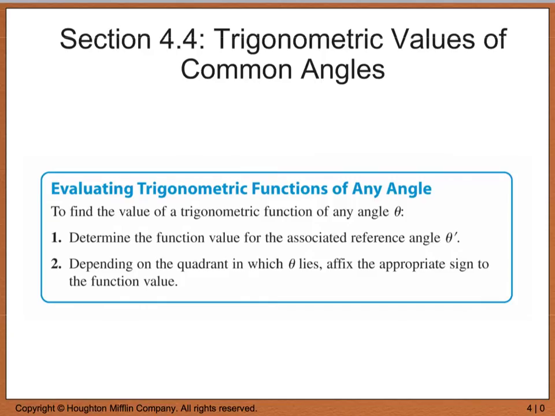Now, this is a table that's in a box in your book, and it's just a general suggestion. It says to find the value of a trig function of any angle theta, we want to determine the function value for the associated reference angle theta prime. Then, depending on which quadrant theta lies in, we're going to assign the appropriate sign to the function. And by sign, I mean the positive or negative, and that all depends on which quadrant you are in.